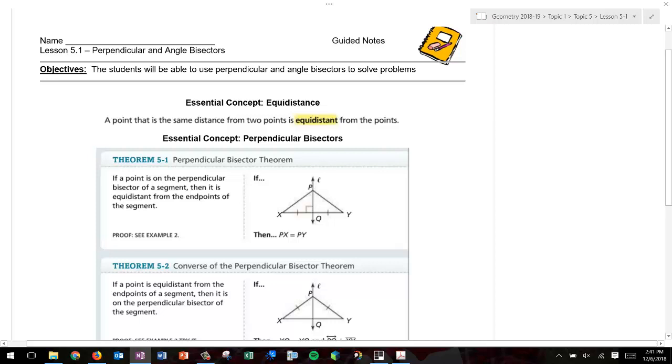But we're going to take a look today at a couple of relationships within triangles when we draw in specific types of lines. So we're going to look at two different ones. We're going to look at perpendicular bisectors and angle bisectors and then see what that does for us here.